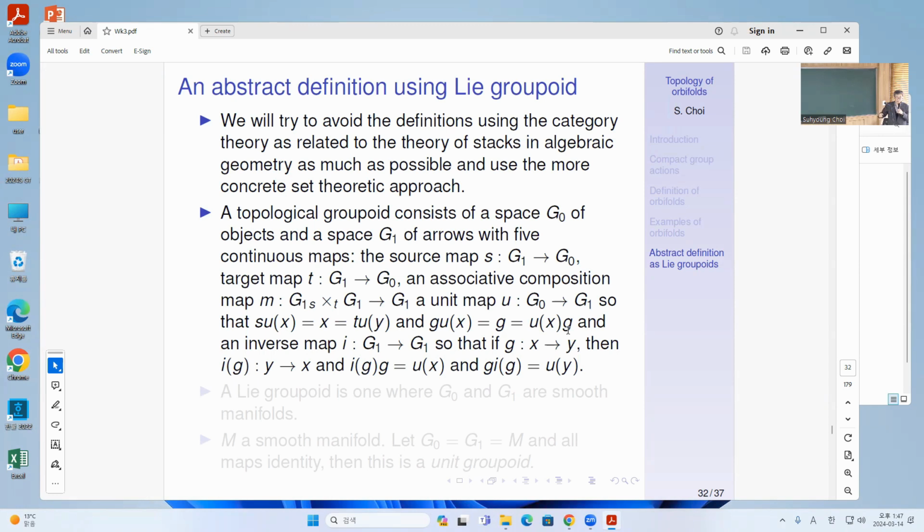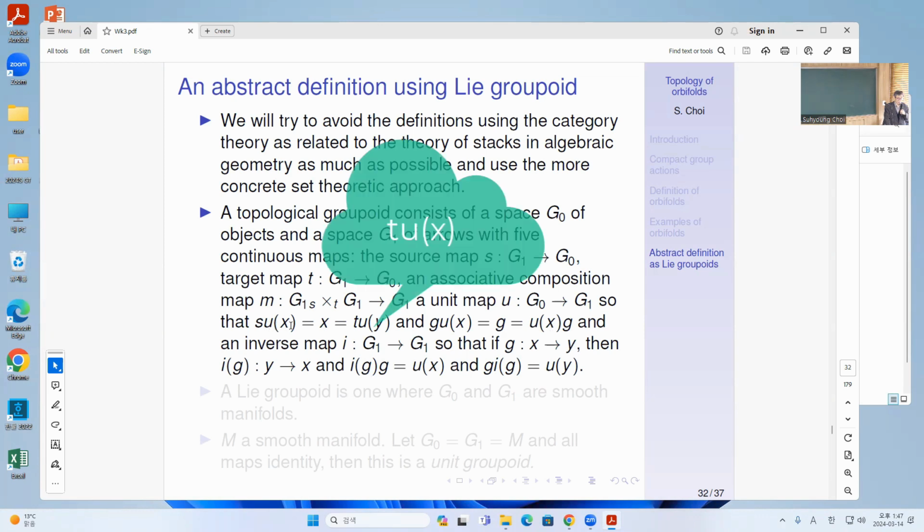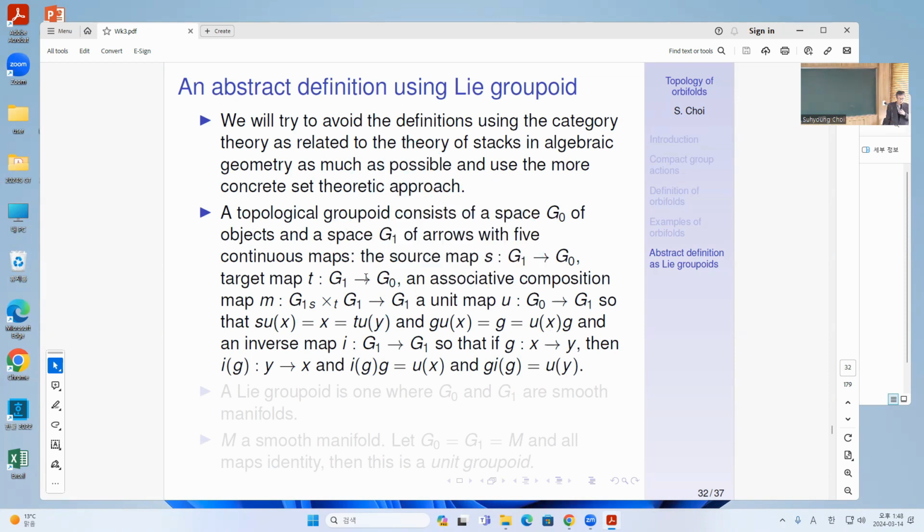This source map has to be defined, and the associative composition map M, from G1 S times T G1 to G1. And the unit map U goes from G0 to G1. You can think of the unit map as an arrow that goes from itself to itself, sort of an identity map, and which satisfies S(U(X)) is X, and T(U(Y)) is Y.